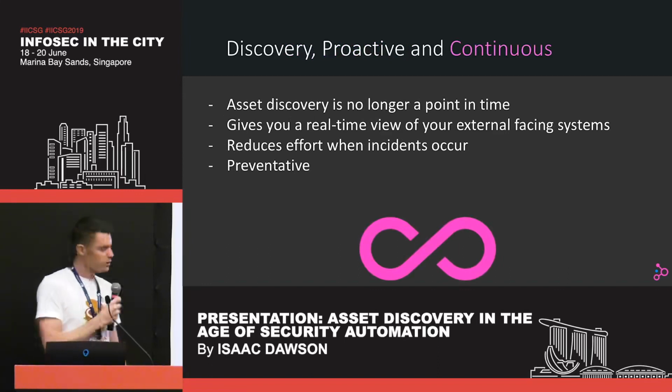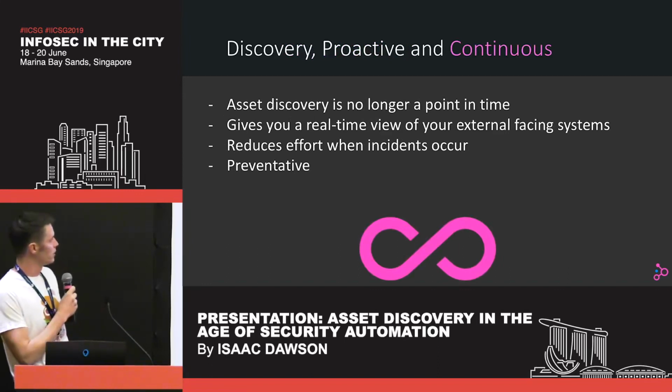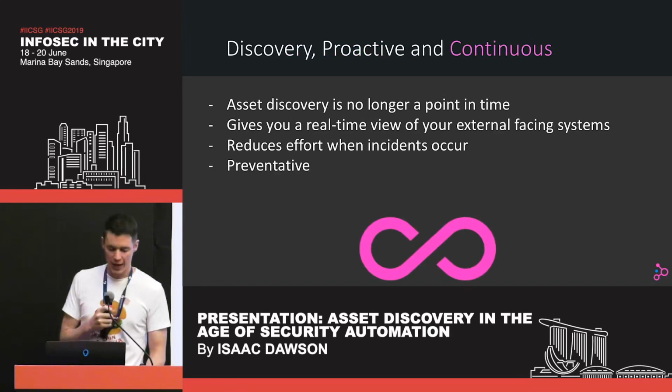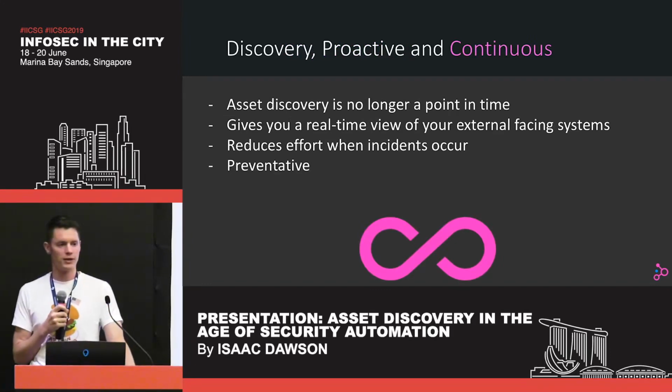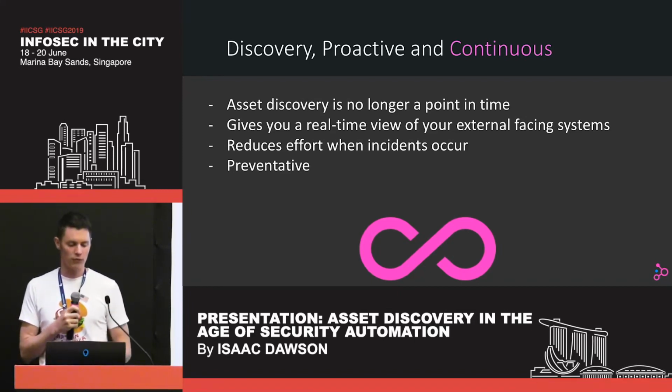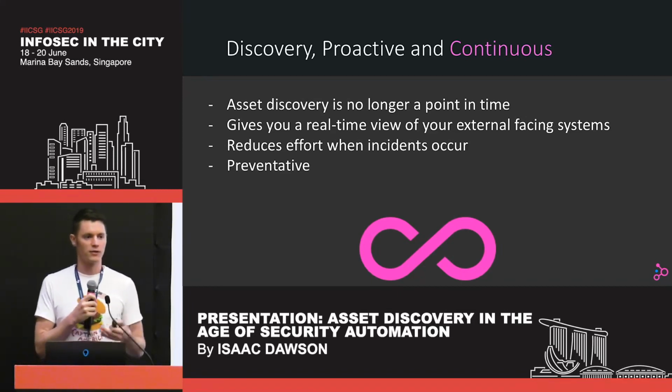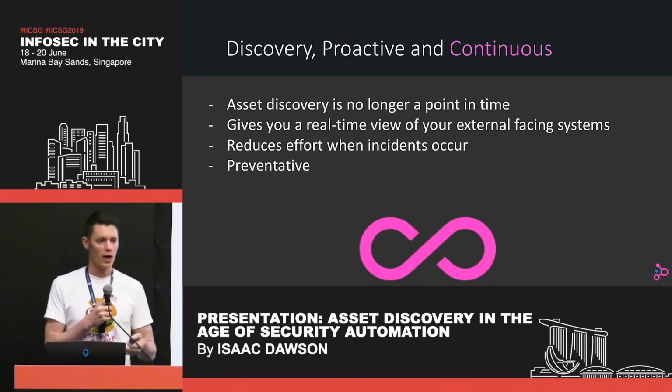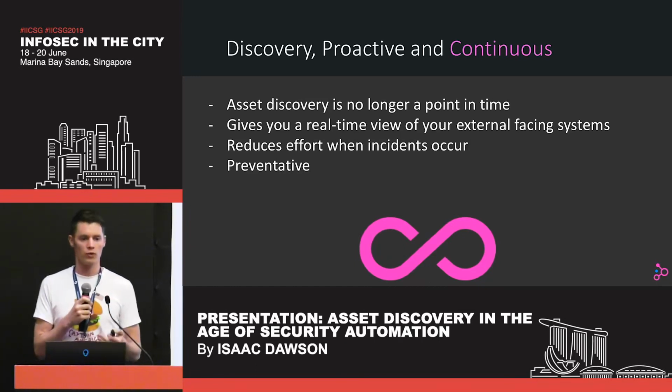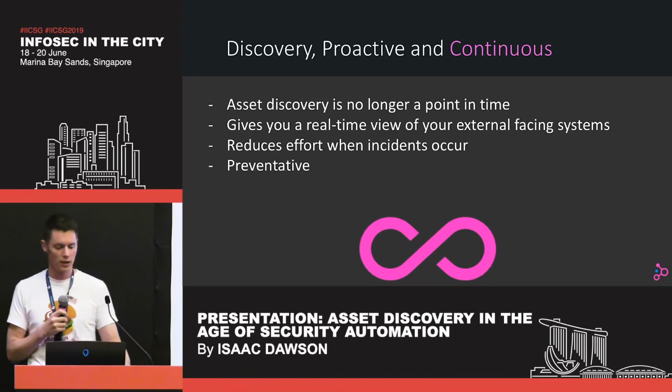So that pretty much covers everything I want to talk about. I just really want to drive home the point that asset discovery is really no longer a point in time. It's not something you just do once and say, hey, I have an asset list, I'm done. Things are just changing way too quickly, way too often. You need to keep this list up to date so that if there is an incident, if something does occur, you have real-time answers for whatever that incident is.